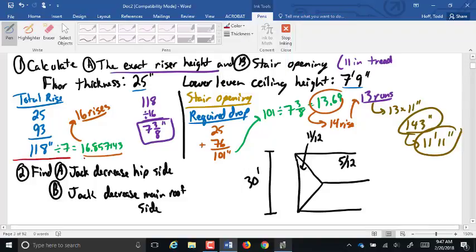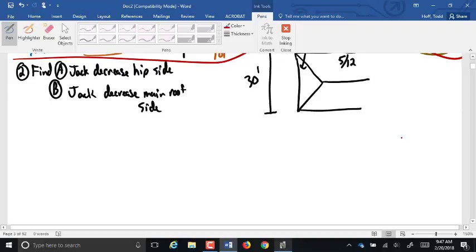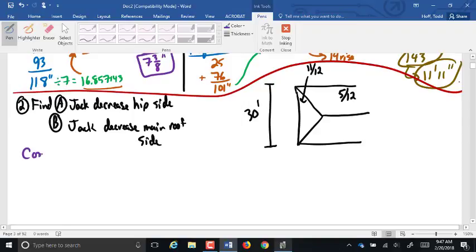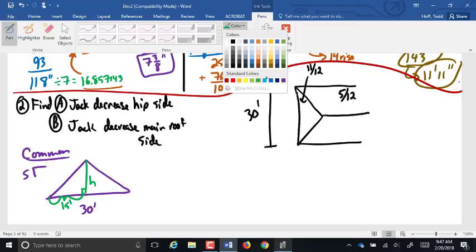Now we're taking a little bit of a step further back here with our hip roof. We want to find the jack rafter decrease on each side of this roof. We always start out with the common. What do we know about the common? What's the slope? That's the 5/12. What's the span? Well, 30-foot span, but you're right, 15-foot run. So where do we go from there?